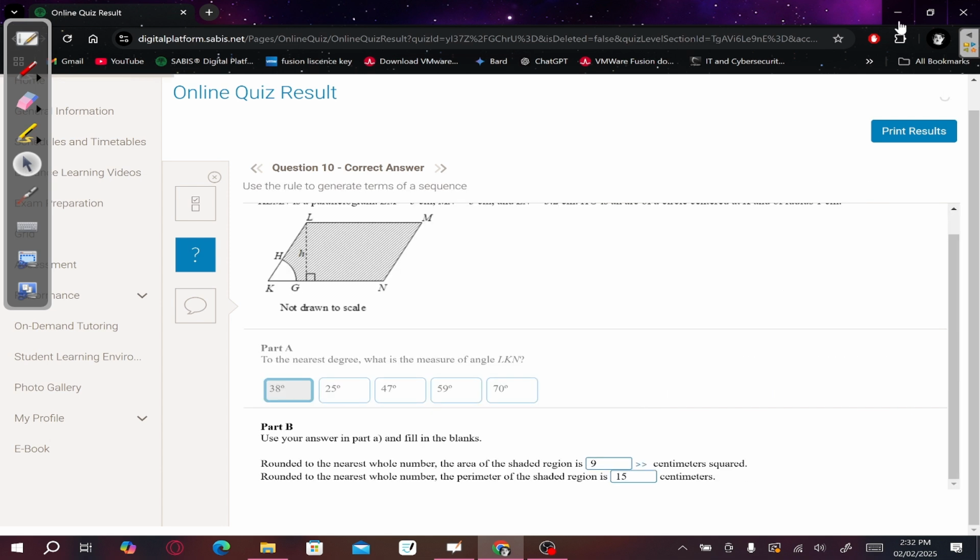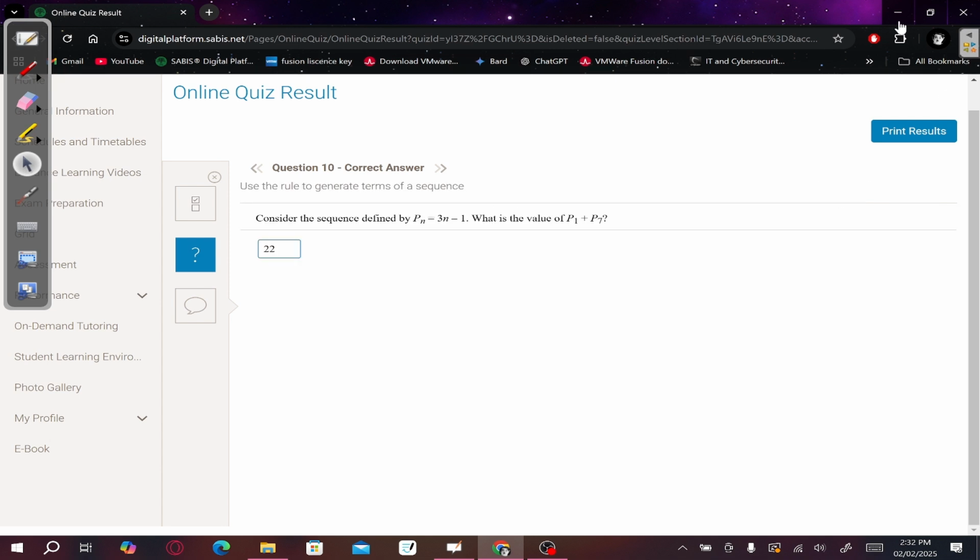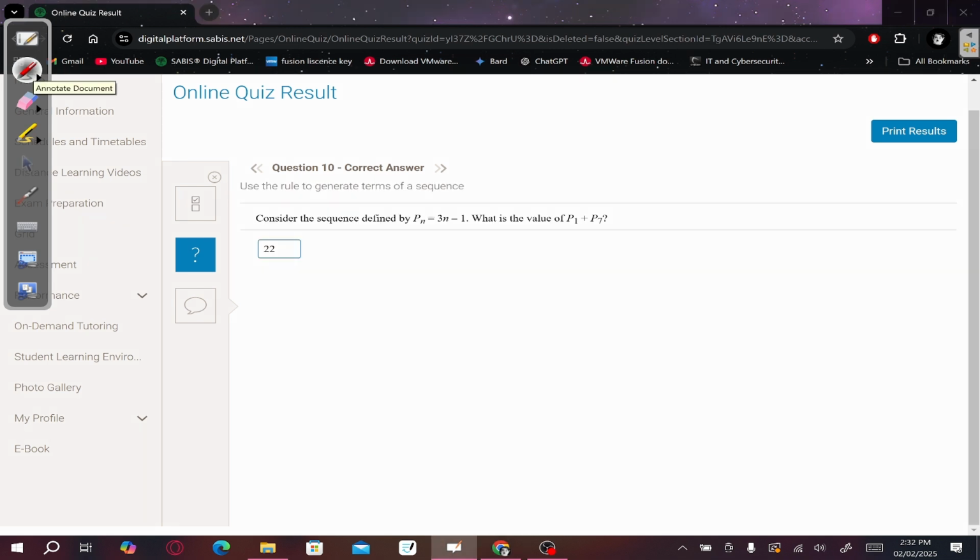Question 10. Consider the sequence defined by P_n = 3n minus 1. What's the value of P1 plus P7? Okay, we find P1, which is 3 times 1 minus 1. 3 times 1 is 3, and 3 minus 1 is 2.